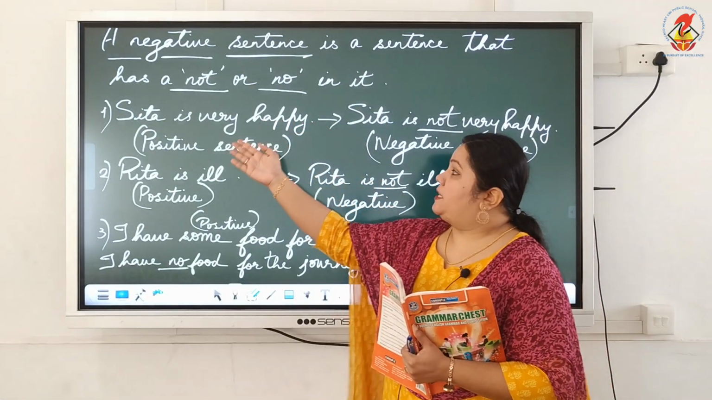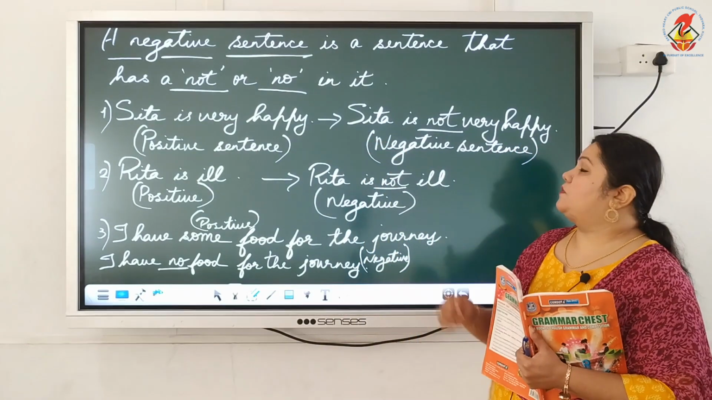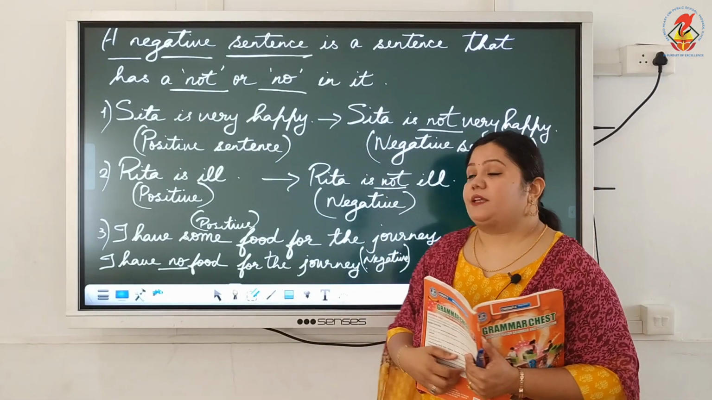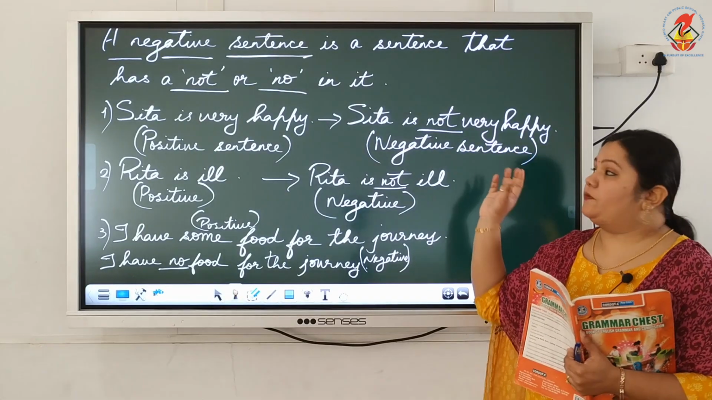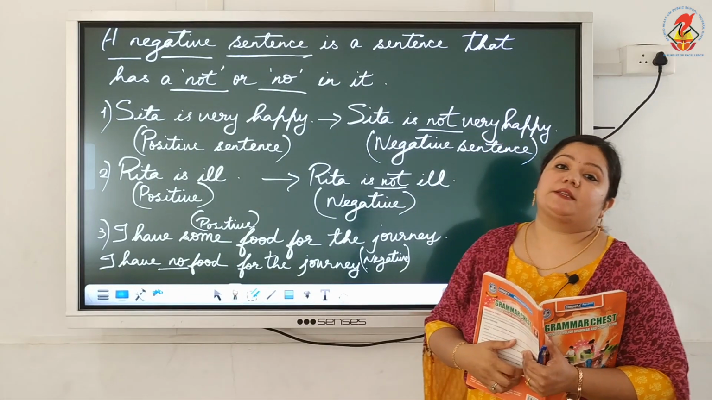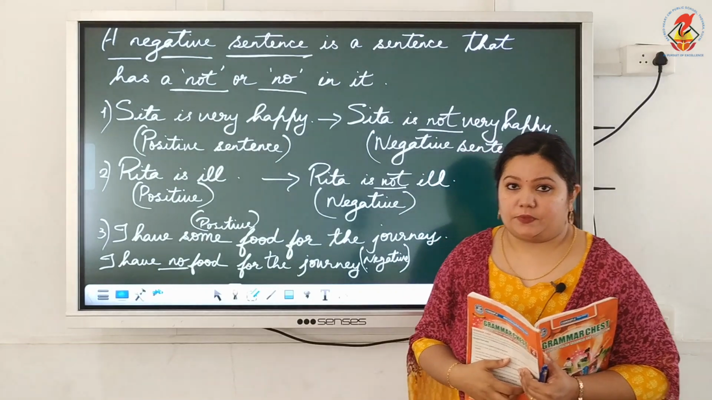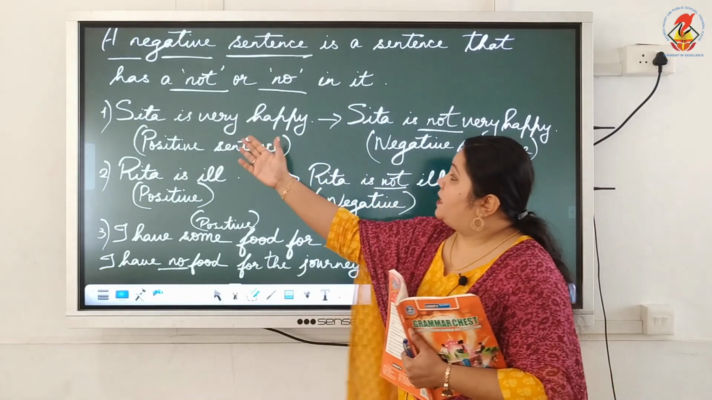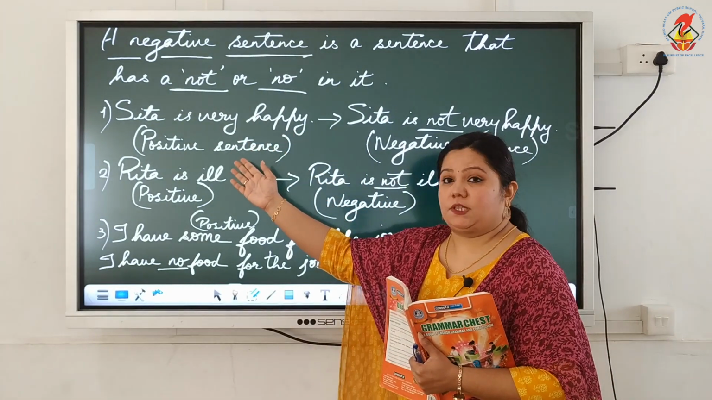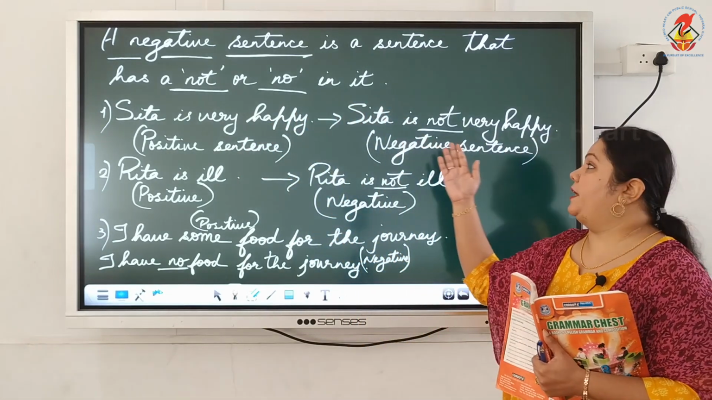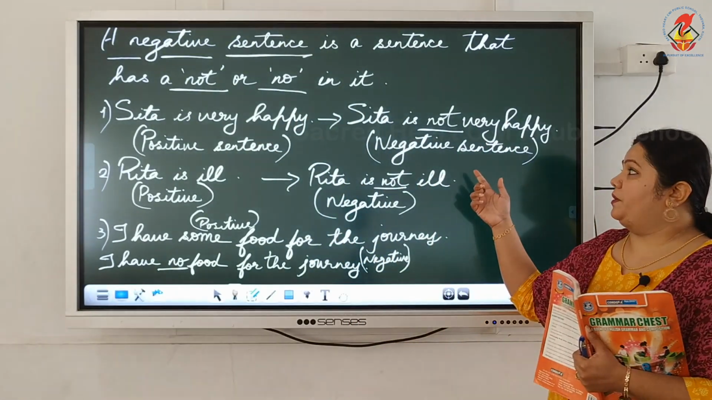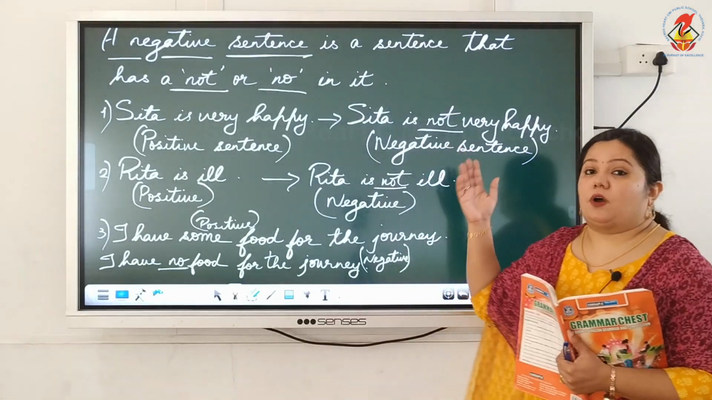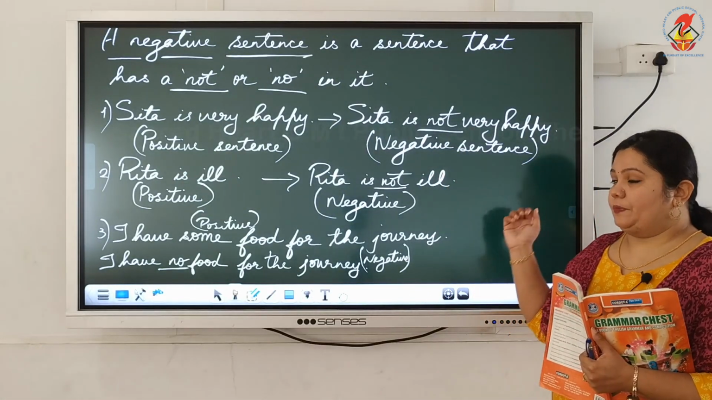Then this positive sentence we can change into negative by adding the word not. So Sita is not very happy. Once we add the word not, the sentence becomes negative. So here Sita is very happy, which is a positive sentence. We changed it into a negative sentence by adding the negative word not over here. So Sita is not very happy.